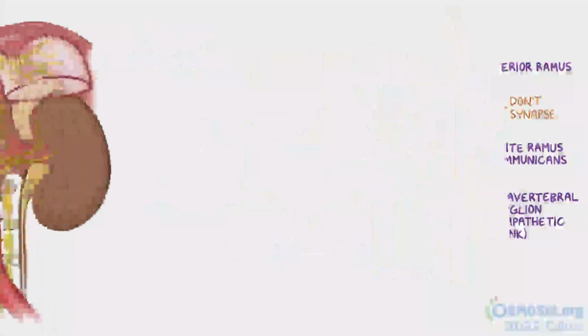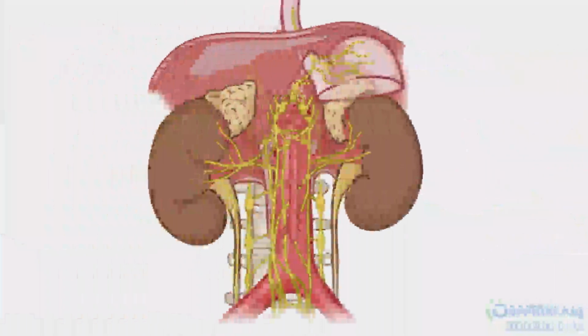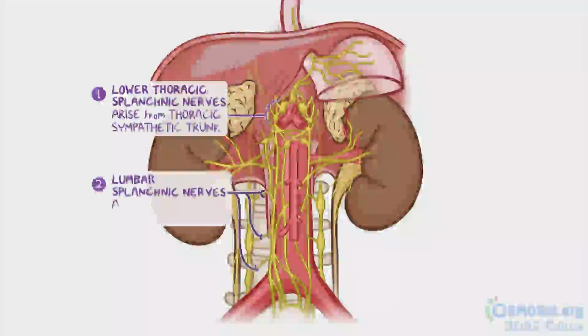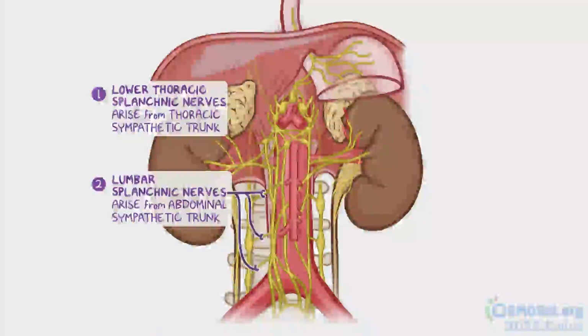There are two major groups of abdominopelvic splanchnic nerves based on which part of the sympathetic trunk they arise from. These are the lower thoracic splanchnic nerves, which arise from the thoracic part of the sympathetic trunk, and the lumbar splanchnic nerves, which arise from the abdominal part of the sympathetic trunk. Let's first look at the sympathetic pathway for the lower thoracic splanchnic nerves, which enter the abdominal cavity by piercing through the crus of the diaphragm.